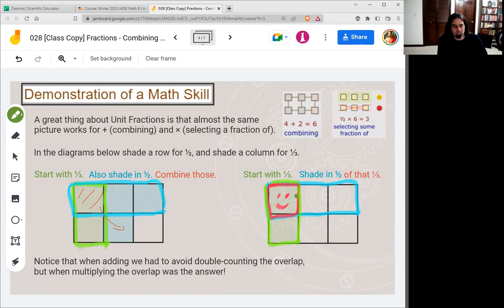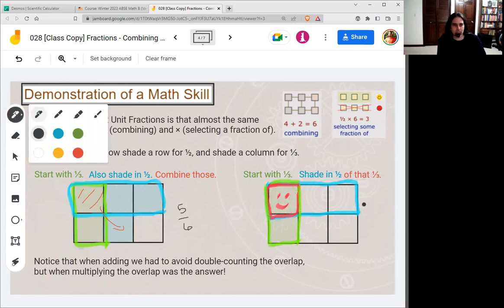So it's almost the same picture. When we're adding, we have to avoid double counting the overlap. I don't really care what the answer is, but if I wanted to write the answer, how many sixths did I wind up shading? 5 of the 6. When I'm multiplying, the overlap was the answer. What is half of the third? It's that top half of the third. It's just 1 out of 6.